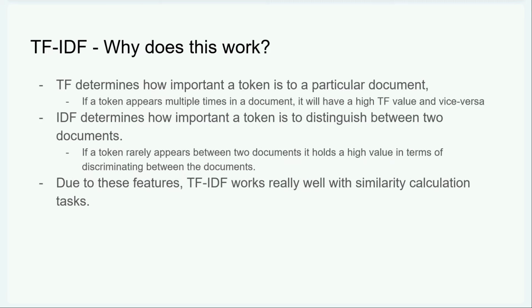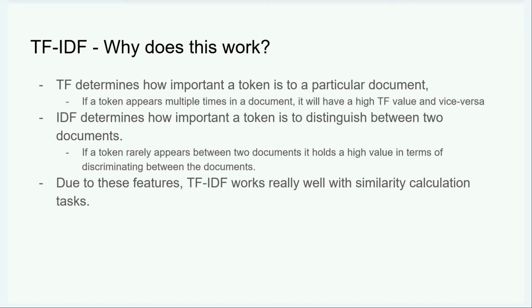Now, the question arises: why does TF-IDF work in the first place, right? There are a few reasons why this works. If you look at what term frequency is doing, term frequency as a value is telling you how important a token is in a particular document. So term frequency is calculated document-wise, and it tells you how many times a token appears in a document. So if a token is appearing multiple times in the same sentence, that means it might be important.